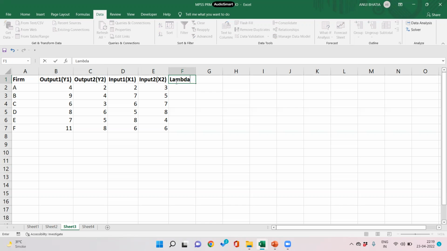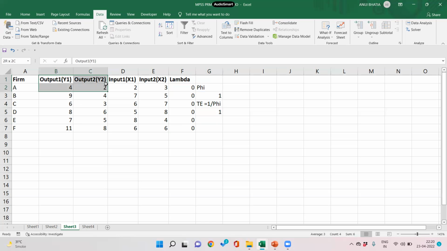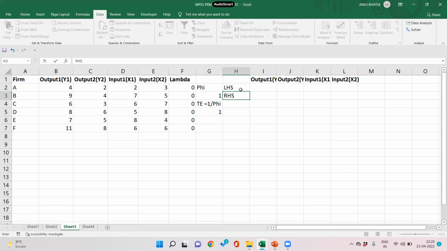First, we need weights. Let us set the initial value of weights to 0. We need output-oriented efficiency, so we need phi. Let us set an initial value for phi. You can set any value, the solver will optimize for you. And technical efficiency, which is 1 by phi, is equal to 1 divided by the cell with phi. For our constraints, let us copy these headings: left hand side, right hand side.